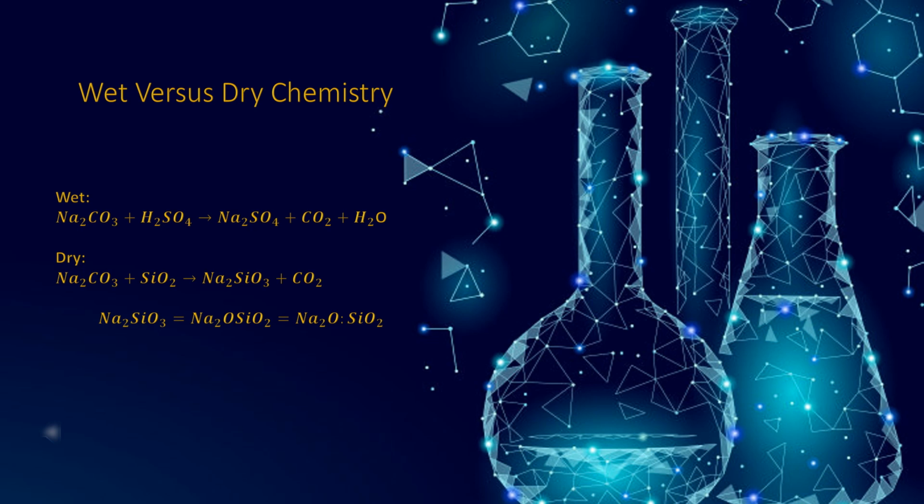What is noticeable is that the base, being sodium carbonate, is added to the sulfuric acid, and on the product side, the solid precipitate is a salt, carbon dioxide gas, and water. In wet chemistry, anytime you combine an acid with a base, the result will always be a salt and water, and depending on the reactants, a gas will be produced.